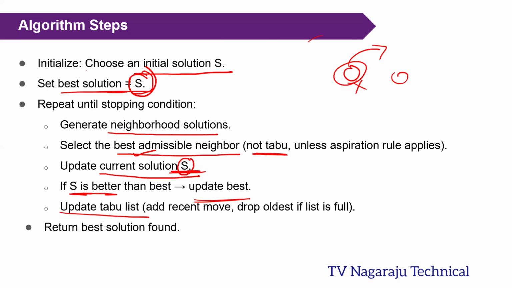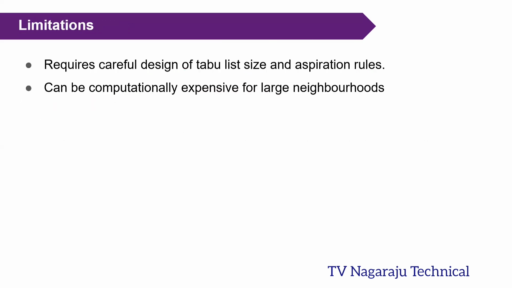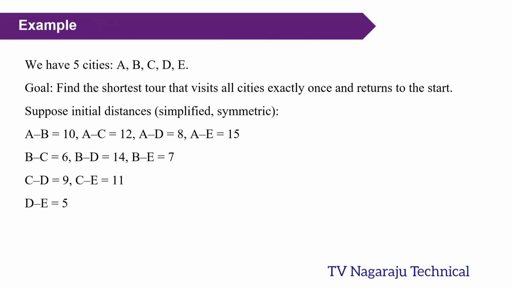Now we will discuss this algorithm in the form of one example. You will get a clear idea. After that, we will move to examples, advantages. Assume the problem is some traveling salesperson problem. Here, I have 5 cities A, B, C, D, E. The goal is you need to find the shortest tour, the shortest tour that visits all the cities exactly once.